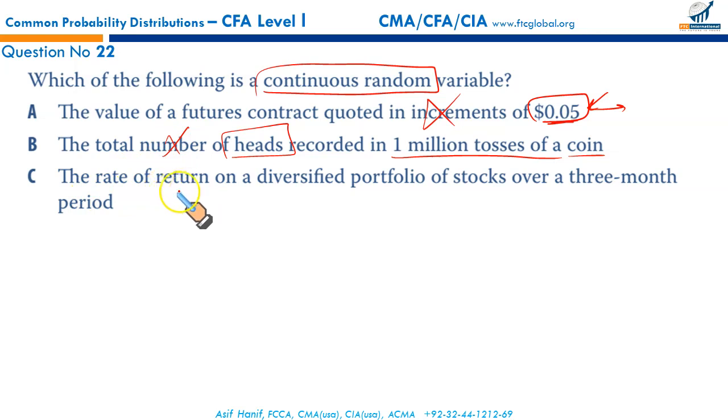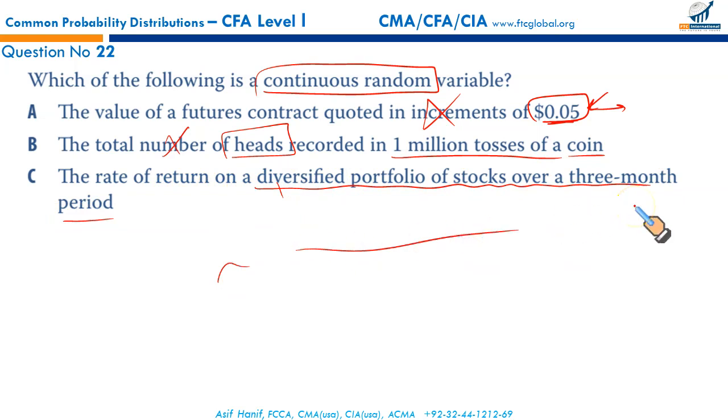The rate of return on a diversified portfolio of stocks over the 3 months period. The rate of return could be anything in points. Could be 3.79432 or 11.43119 or any number could be. So this is an example of a continuous random variable.